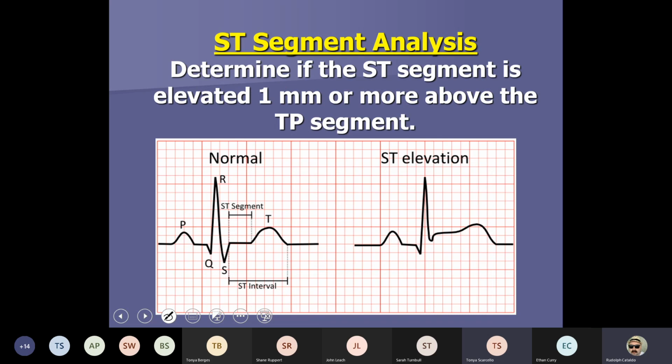All right. So I kind of jumped ahead of myself and taught you guys some stuff. Normal J point here. Normal ST segment, non-elevated. If I look to the picture to the right, the ST elevation, J point. Baseline is right here. I've got about a millimeter of elevation above baseline. That's pretty simple, right? Is anybody confused on that or need some further explanation on elevation?